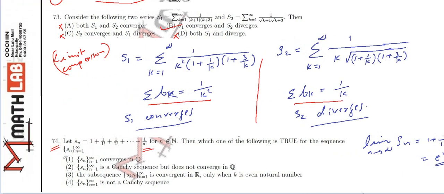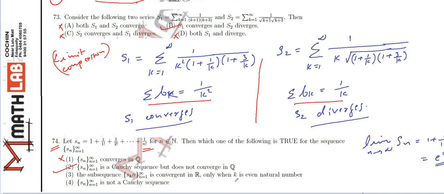It's not possible. So the first option is wrong. Yeah, it converges, right? So definitely it's a Cauchy sequence, but does not converge in Q. Yeah, right, it does not converge in Q. So that is a correct statement. The subsequence is convergent in R. Yeah, because the sequence is convergent, so all its subsequences will be convergent. That's a theorem in sequences we have seen.